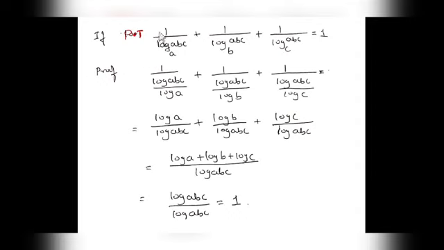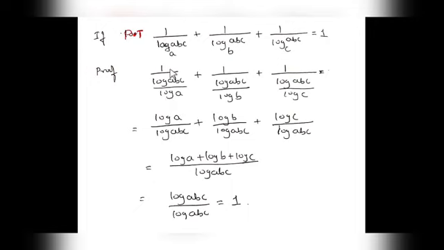We have one more example here. Prove that 1 upon log ABC to the base A plus 1 upon log ABC to the base B plus 1 upon log ABC to the base C is equal to 1. Now we'll take the LHS part and we'll apply the change of base rule. 1 divided by log ABC upon log A plus 1 divided by log ABC upon log B plus 1 divided by log ABC upon log C.